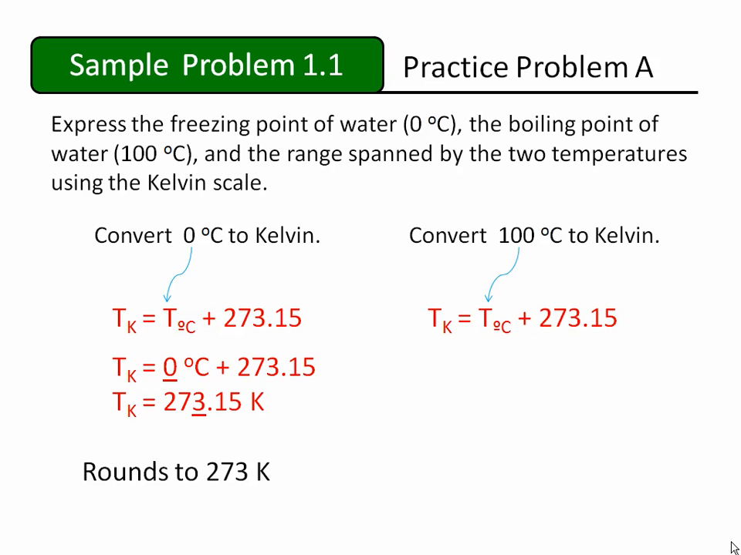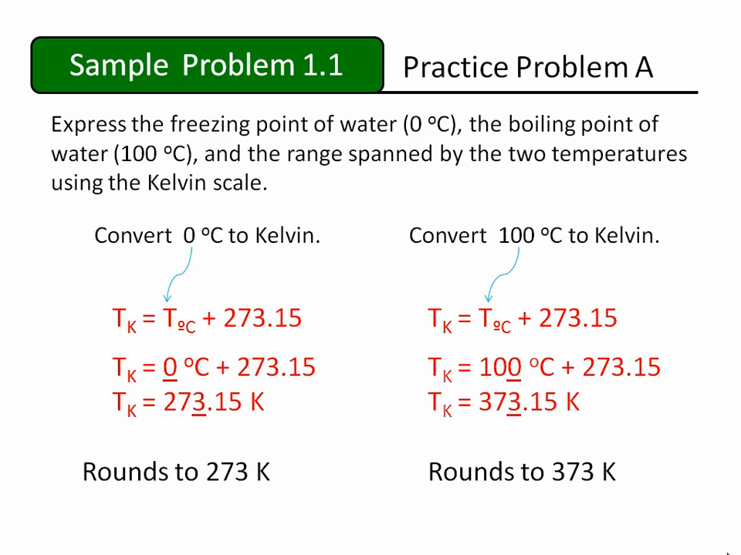When we look at the boiling point of water, the 100 degrees Celsius, and convert that to Kelvin, the same equation applies. It's the same process. And we'll simply plug in 100 degrees Celsius in our equation and solve for a Kelvin temperature of 373.15. Again, we're going to assume that we know 100 degrees Celsius to the ones place. That's an assumption. And if we make that assumption, then our Kelvin temperature will also be rounded to the ones place, and it will round to 373 Kelvin.